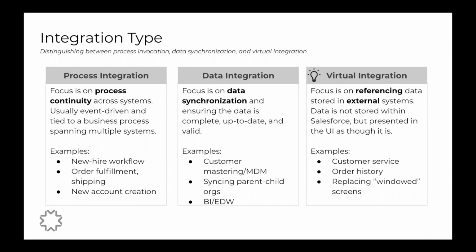Typically process integration is really about integrating a workflow or triggering a process across multiple systems. Some examples of that would be a new hire workflow where an employee record has to be created across a number of different systems, order fulfillment, or creating a new account within a sales organization, where that data has to be transmitted across organizations or across systems. So this category is really focused on integrating a workflow or a process.